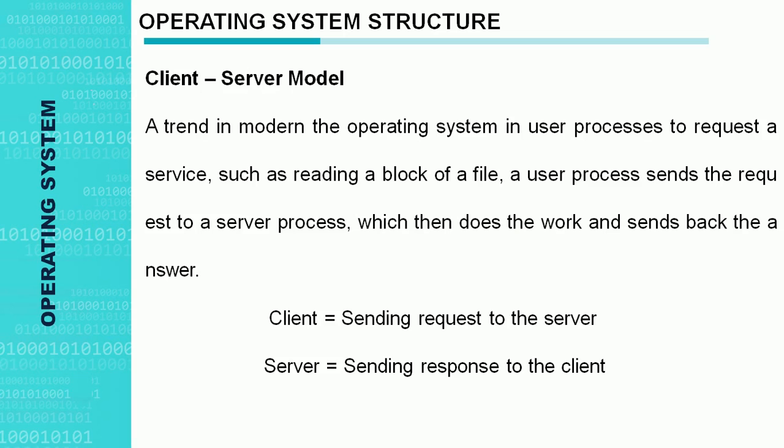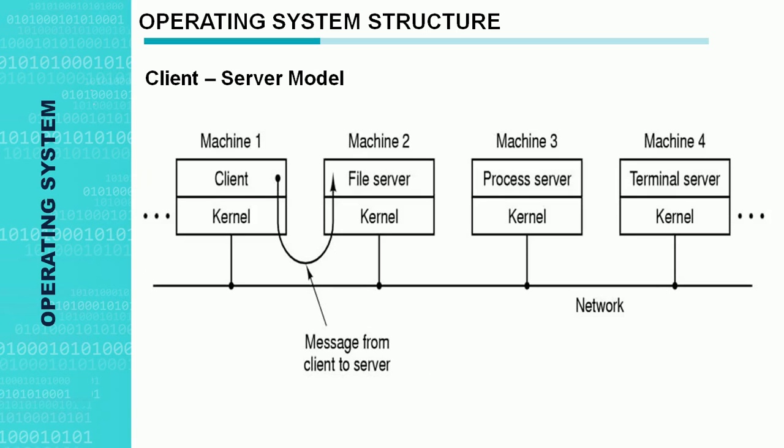Next, finally, let's see the client server model. Here the client server model plays a major role in the operating system, where a user process requests a service, such as reading a block of a file, by sending a request to the server process. The client sends the request to the server, and after receiving the request, the server sends the response the client expects. This diagram represents the client server model.